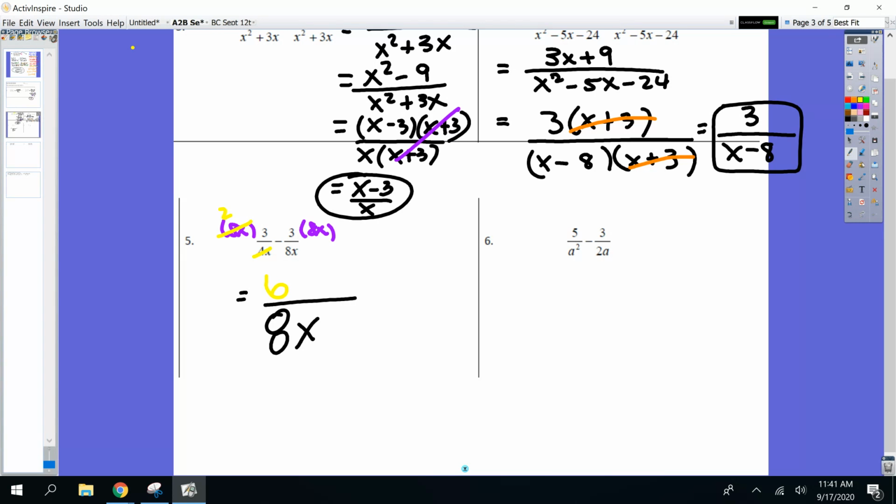What's going to happen over here now on the right side? They're just all going to cancel, right? The 8 and the x, the 8 and the x. So I'm going to go minus, what's left over? 3. Got it. Okay, that's going to take some getting used to, but we've got more problems to do. So this is going to end up being 3 over 8x. Any reducing needed? Nope.